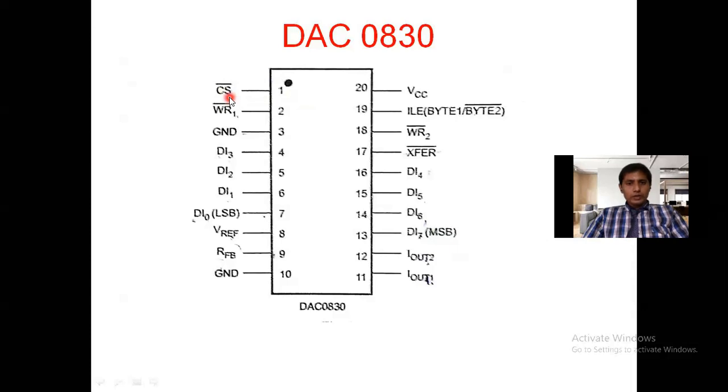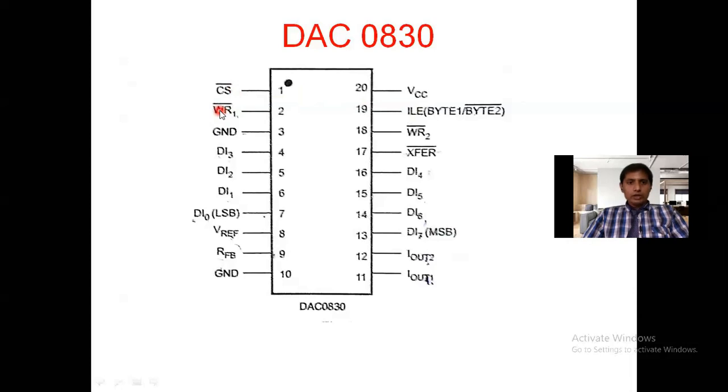Now, CS bar is also used along with the ILE signal in order to activate WR1 bar. In order to activate WR1 bar, these very useful pins, CS bar and ILE, are used. So CS bar performs one function in addition, along with ILE: it will activate WR1 bar. Like that we can write the description of CS bar. Coming to WR1 bar, WR1 bar is the write 1 bar signal.